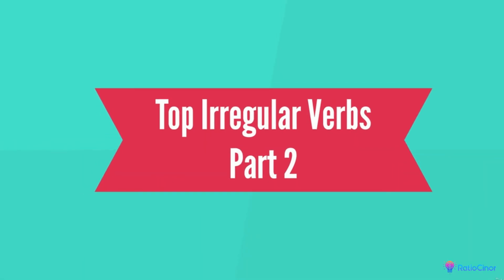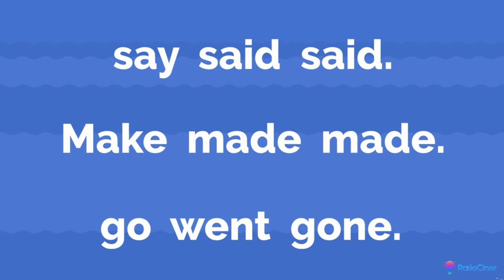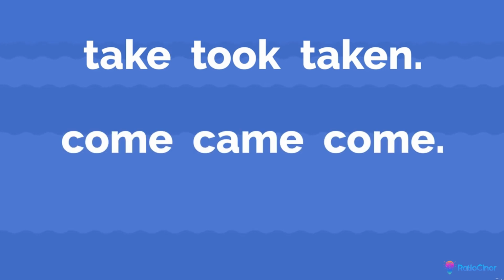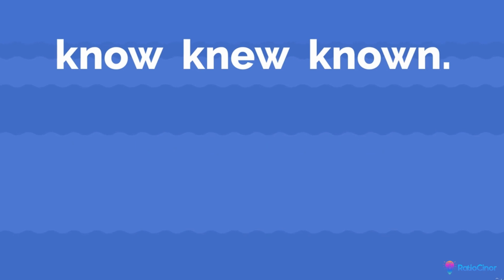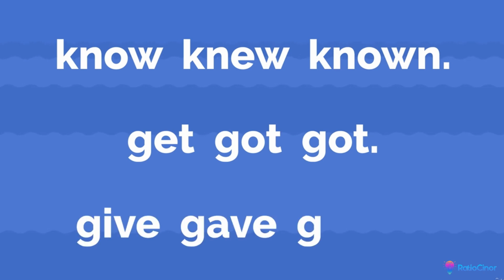Top irregular verbs, Part 2. Say, said, said. Make, made, made. Go, went, gone. Take, took, taken. Come, came, come. See, saw, seen. Know, knew, known. Get, got, got. Give, gave, given.